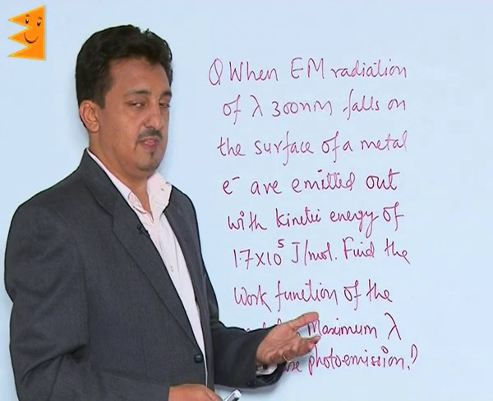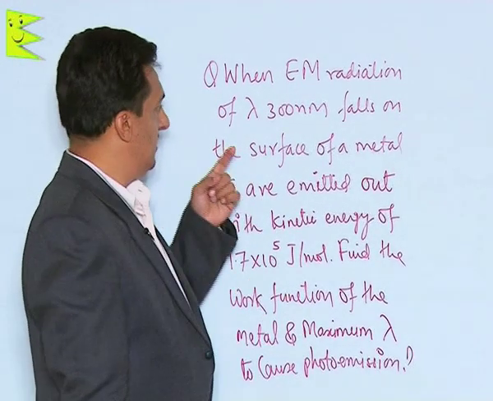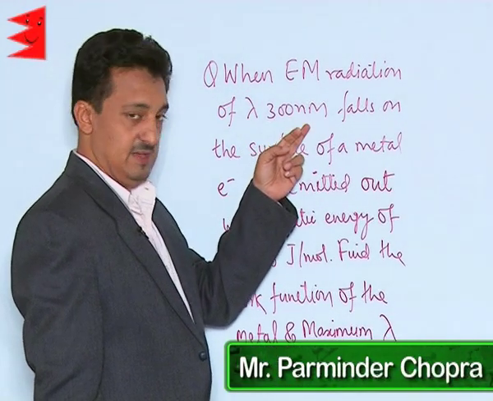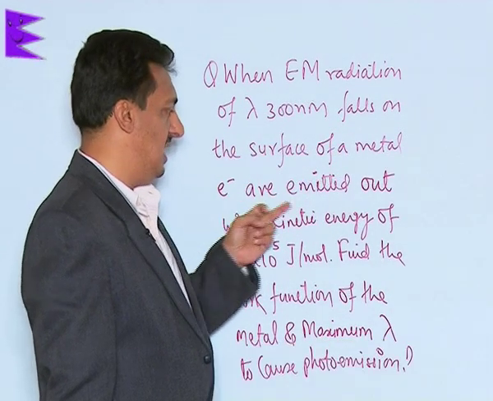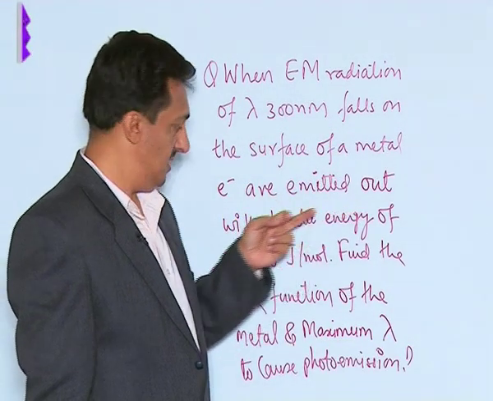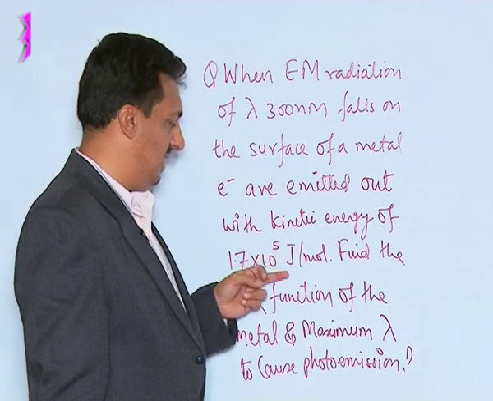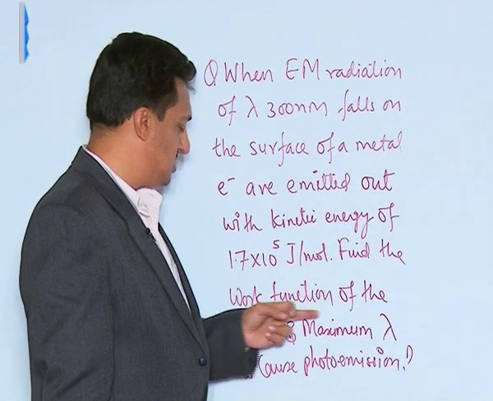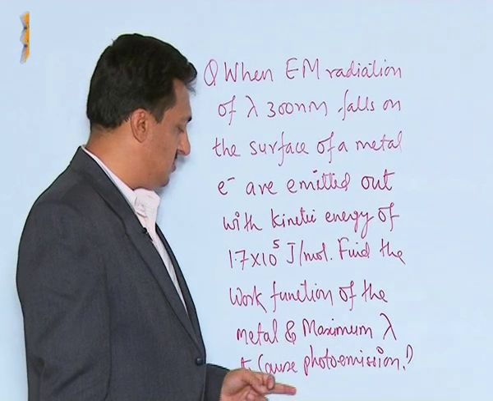Let us do another numerical which is based on the photoelectric effect. When EM radiation of wavelength 300 nanometer falls on the surface of a metal, electrons are emitted out with kinetic energy of 1.7 into 10 to the power 5 joules per mole. Find the work function of the metal and the maximum wavelength to cause photo emission.